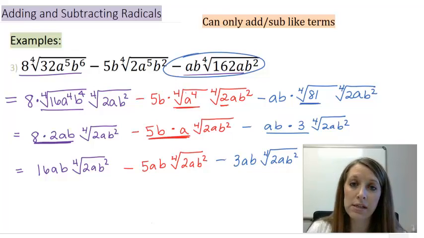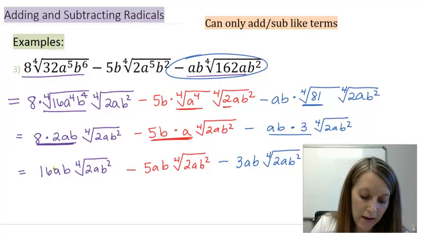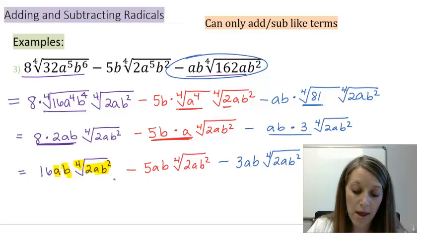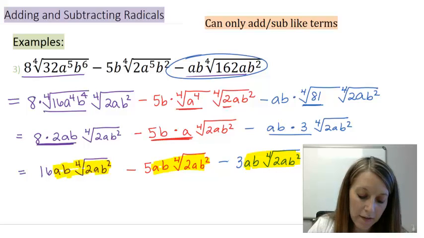Now I want to look at these and I want to identify like terms, which means all of my variables and all of my roots have to match exactly. So if I look at my first piece, I have an ab, a fourth root of 2ab squared. So if anything's going to be a like term, it has to match all of that exactly. And notice they actually do. They all have an ab, a fourth root of 2ab squared. So since all of that matches exactly, I just have to combine these numbers in front.